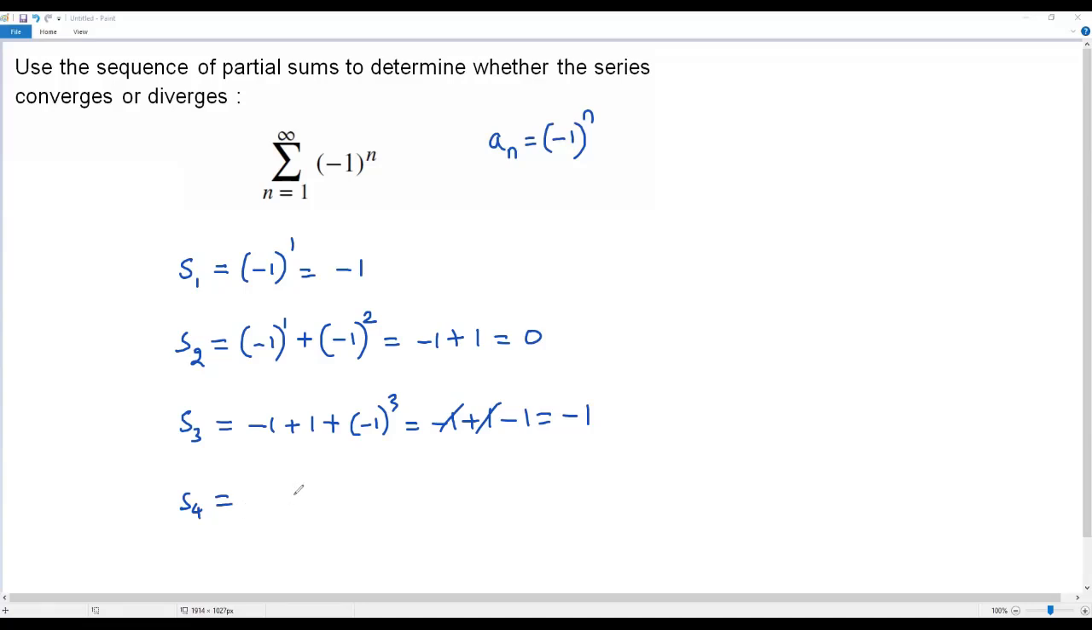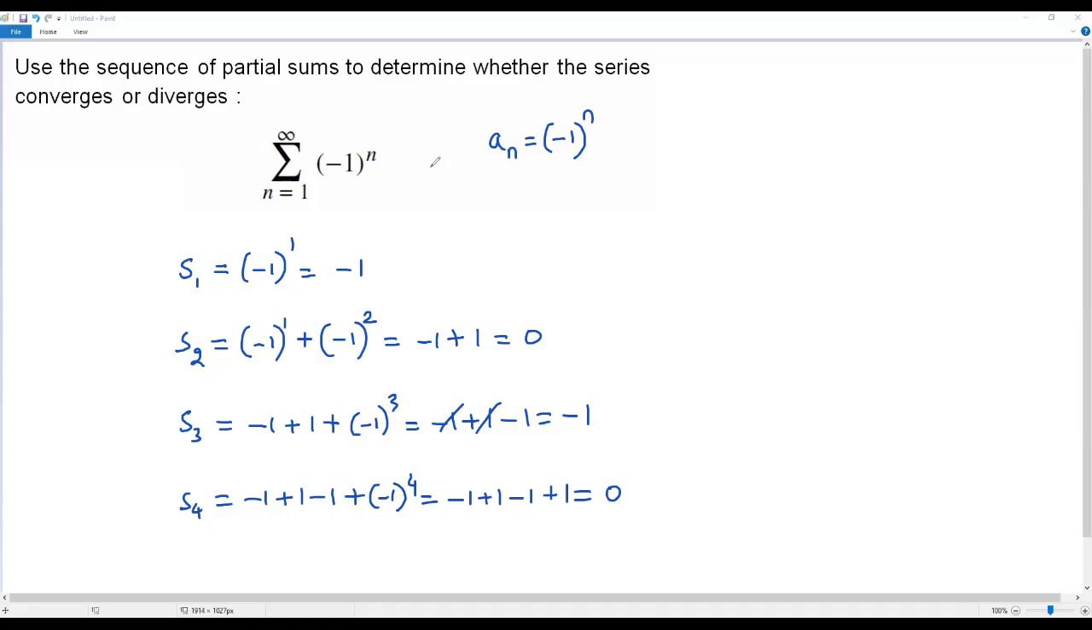Now let me find the fourth partial sum, that is the sum of the first four terms of the given series. We already know the first three terms: -1, +1, -1. To get the fourth term, I plug in n equals 4 and get (-1)^4, which is 1. So I have -1 + 1 - 1 + 1, and the sum of these four terms is 0. I think this is enough. I got the first, second, third, and fourth partial sums.